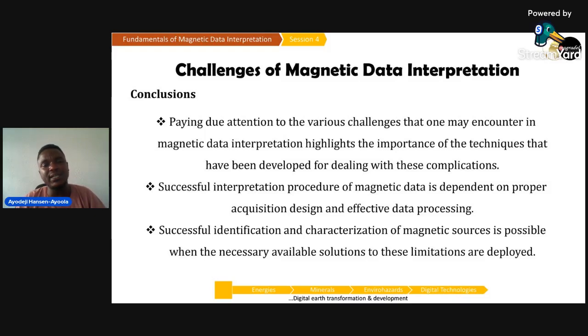It's also important to reiterate that successful interpretation of magnetic data is dependent on proper acquisition design and effective data processing. One must always work with the objectives of the survey in mind, and this goes into how the data is collected to begin with, the choice of spacing that one makes. Mr. Akombi said quite a number of things about the dimensions of the magnetic source, that one must consider things like spacing, not just station spacing but also profile spacing, so that you can view very well the objects of interest within the subsurface.